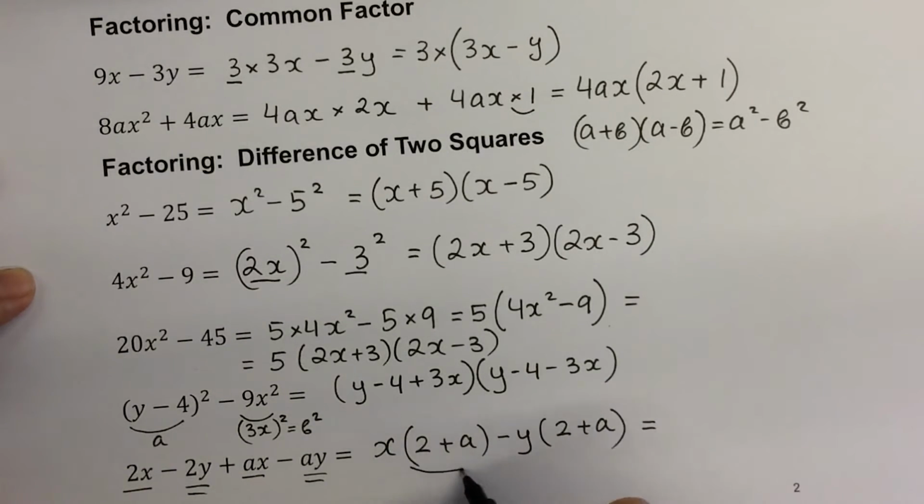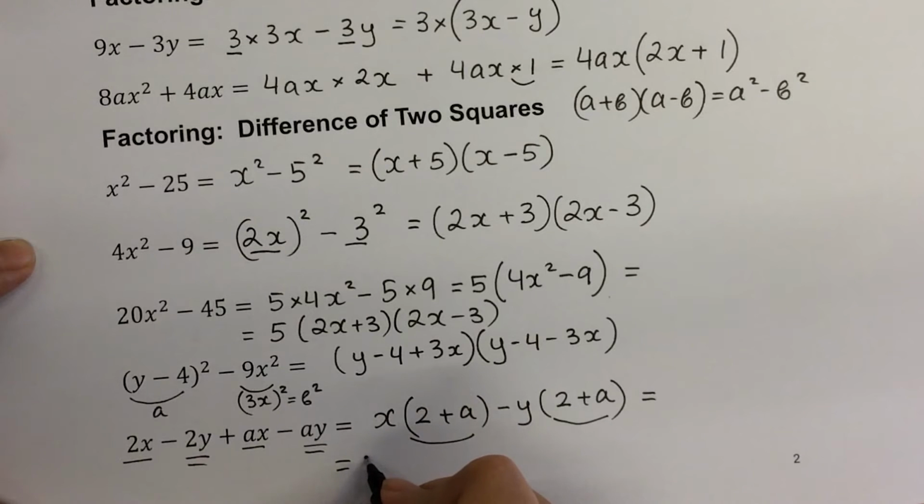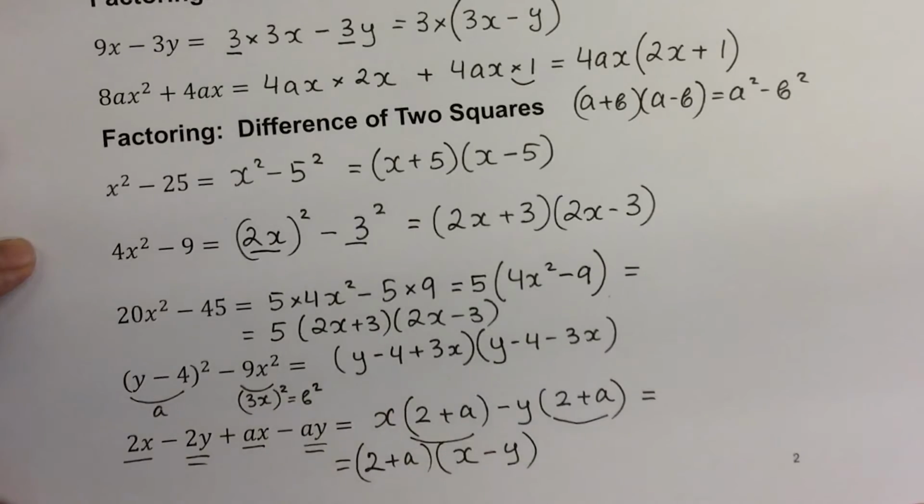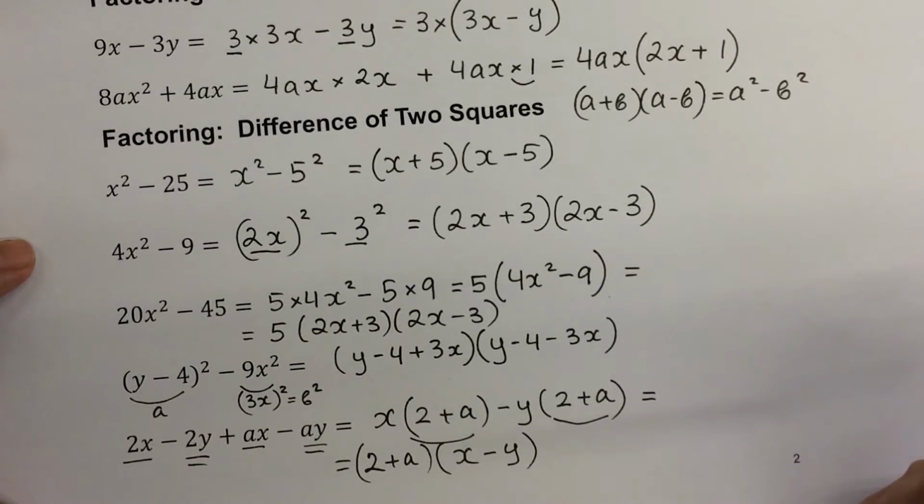So what is the common factor? 2 plus a. That's a common factor now. And we can finalize our factorization, which would be (2 plus a) as a common factor, and whatever is left from the first term is x, and from the second term is minus y. Obviously, this example could be done a different way, and that would be your homework.